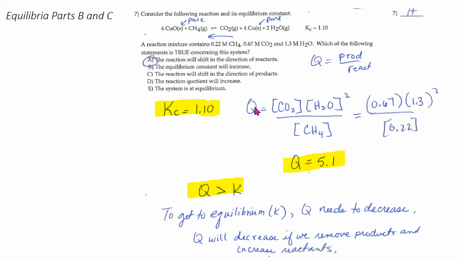So here I'm setting up my Q. My products: my CO2, and the copper is pure, so I leave that out. And the water, it's also gaseous, and this is gaseous, so we're going to keep it, so the H2O squared. So those are my products divided by reactants. The copper oxide is pure, it's a solid, so we don't include it. And then the CH4. So this is our Q expression. And now I'm going to plug in my values. My methane, the CH4, is 0.22, the CO2 is 0.67, and the water is 1.3.